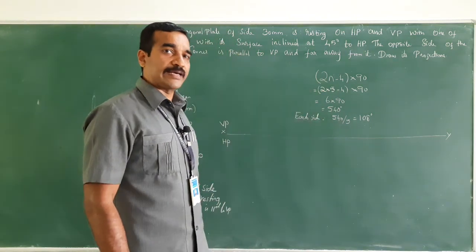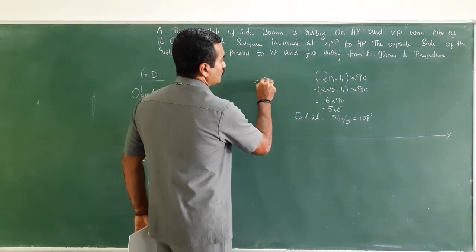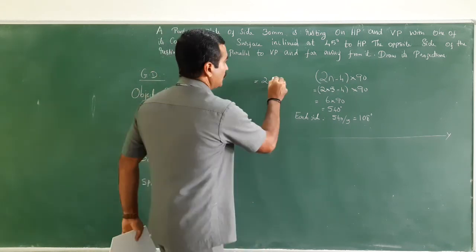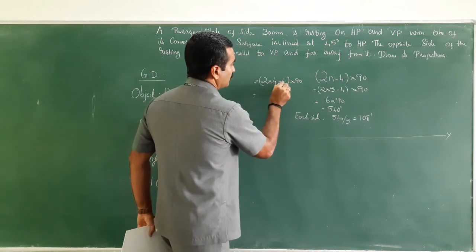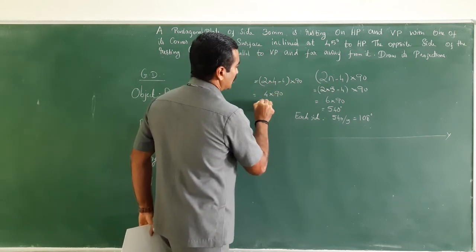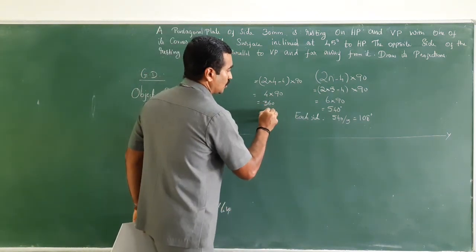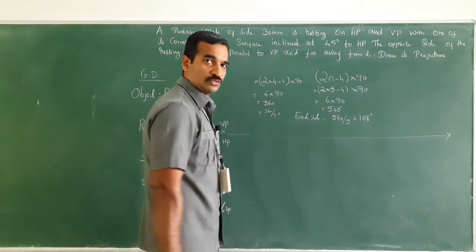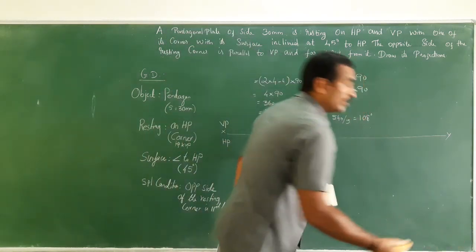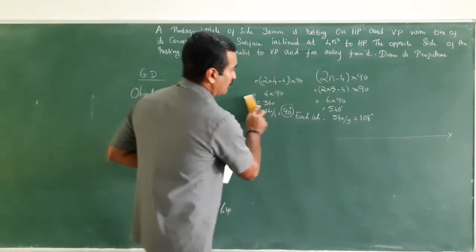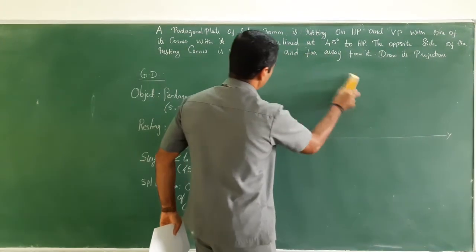For example, if it is a hexagon or square, let me just take square. How many sides does a square have? 4 sides, right? 2 into 4 minus 4 into 90. 8 minus 4, 4 into 90, which is equal to 360. How many sides does the square have? 4 sides. So, 360 divided by 4, which is equal to 90. So, remember this formula so that it would be easy to remember the angle of a pentagon, right? Fine.